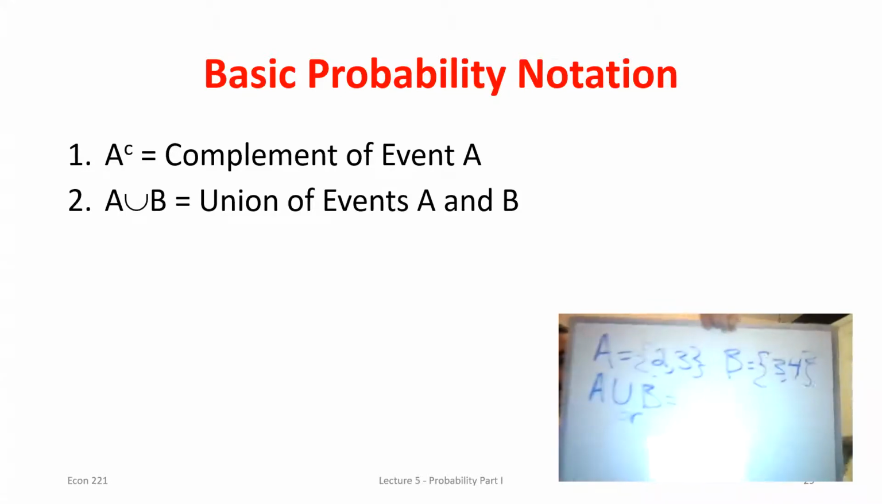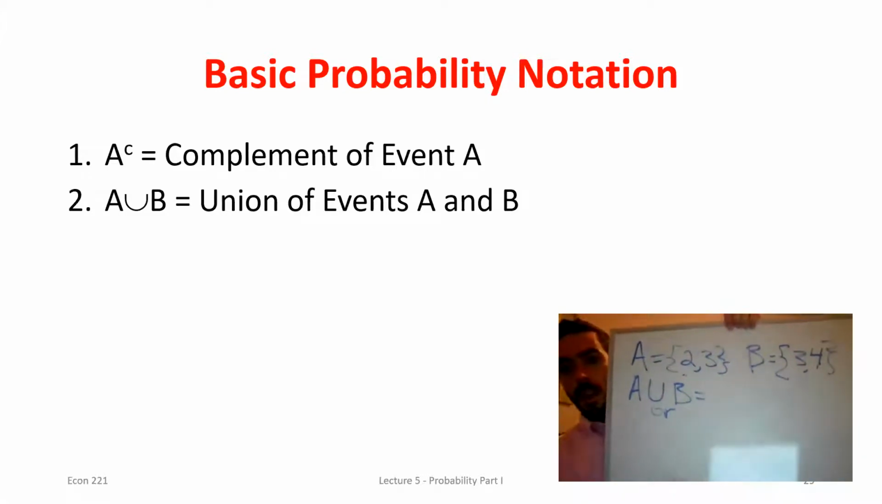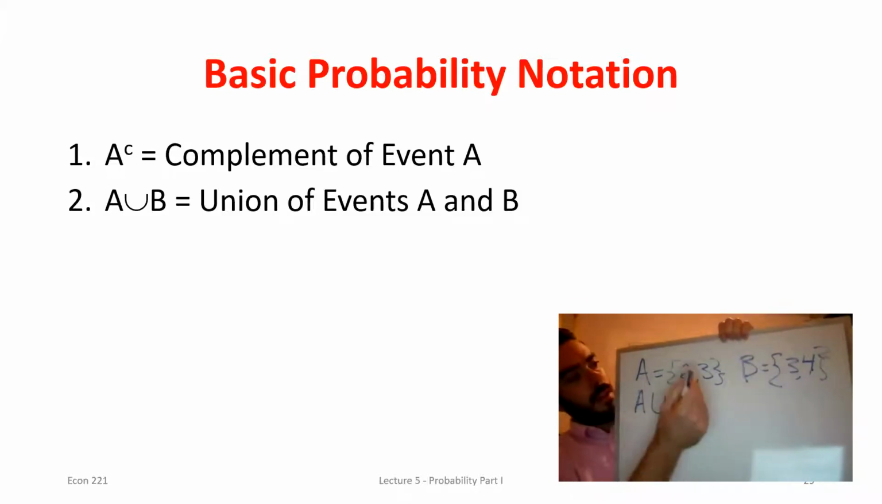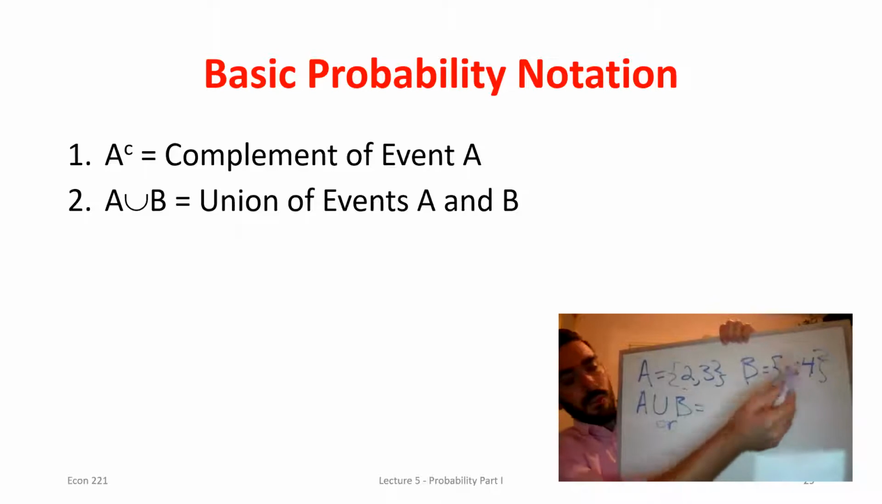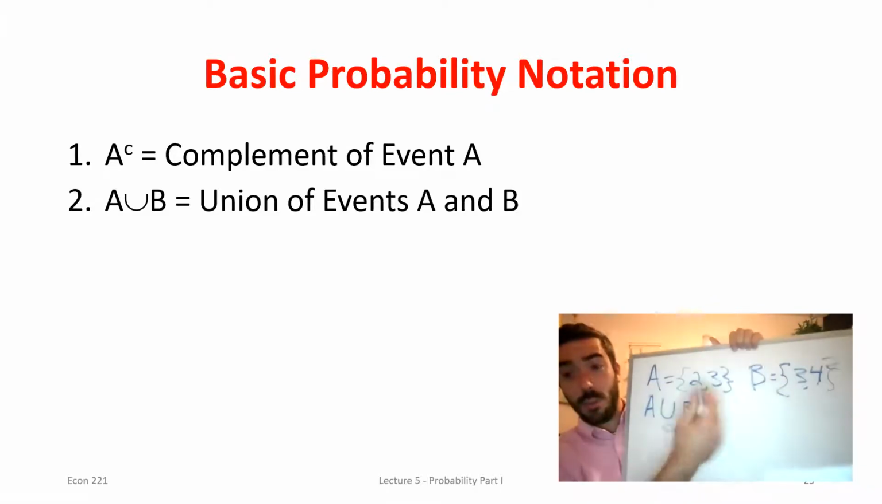So I want the union of these two events. Let me see if I can get this glare to go away a little bit better. There we go. If I look at these two events, what numbers are in either A or in B? Well, 2 is in A, 3 is in A, 3 is also in B, and 4 is in B. Those are all the outcomes that are in either one of them.